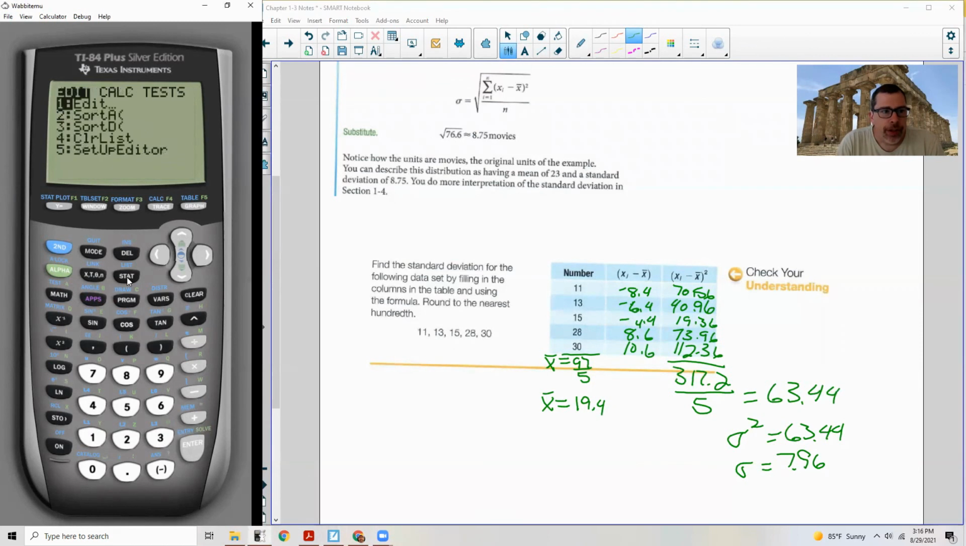Let's do it with the calculator now. Stat, edit, 11, 13, 15, 28, 30. There it is. It's already in the calculator. And then I do stat, calculate, one variable statistics, enter through, and there it is. The standard deviation is 7.96. And there it is right there. So all you have to do is enter those in your calculator under stats and calculate it, and it does it all for you.